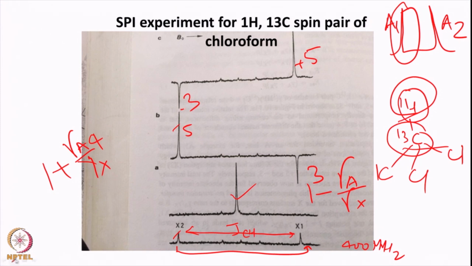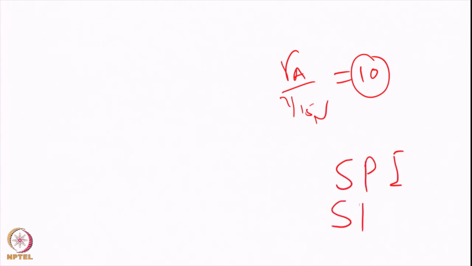If we take nitrogen 15, we get 10 times enhancement, and we can see that because the gamma for nitrogen 15 is actually 10 times less than that of proton. So for nitrogen we get 10 times enhancement, and this is very substantial. That is what we do in SPI, selective population inversion, which is also called selective polarization transfer.